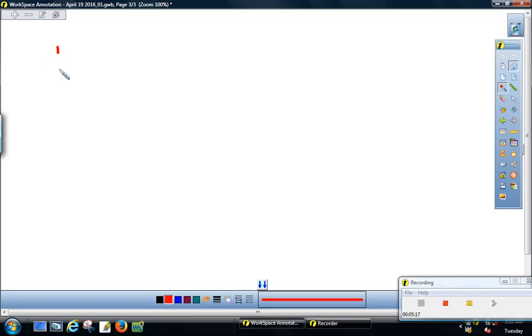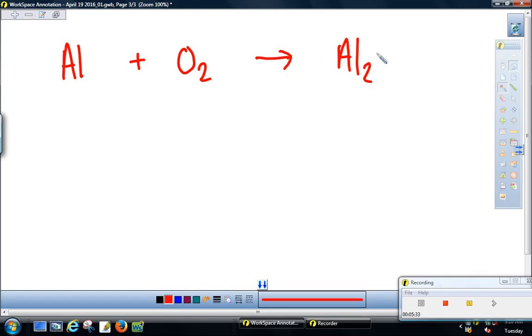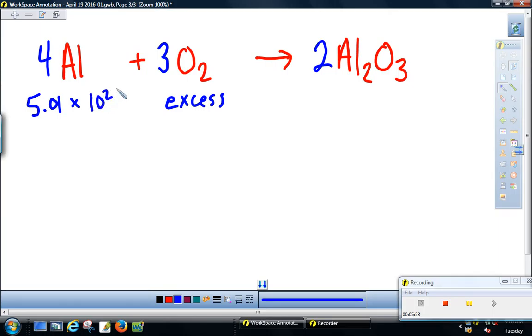Let's do something that's a little bit more complicated. Aluminum metal plus oxygen can synthesize to make aluminum oxide. So that we're working with some different ratios. So we need 2 here, we need 3 here, and a 4 here. So let's say, once again, we have excess oxygen, and let's say we have 5.01 times 10 to the 23rd atoms of aluminum that are reacting with the oxygen. We want to figure out how many grams of aluminum oxide we can make.